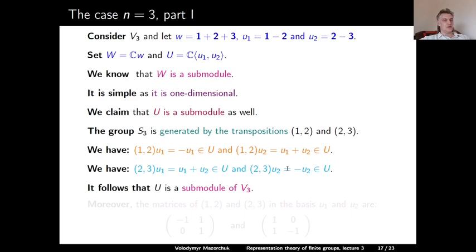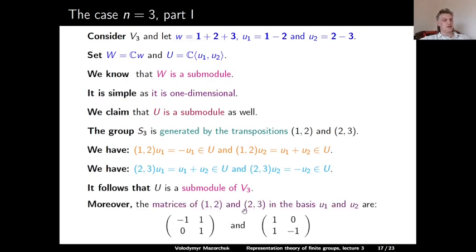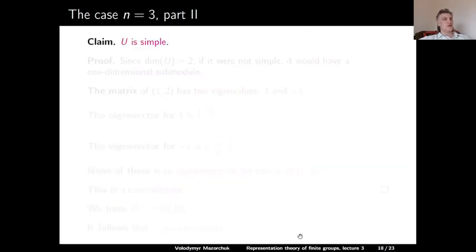And from this calculation, we already have the matrices of (1 2) and (2 3) acting on U in this basis U1 and U2. So the matrix of (1 2) is column-wise minus 1, 0, 1, 1, and the matrix of (2 3) is 1, 1, and 0, minus 1. So now we claim that U is a simple module, which will prove our claim because V3 is W plus U. W is simple. If you prove that U is simple, then V3 is semi-simple. So we claim that U is a simple module.